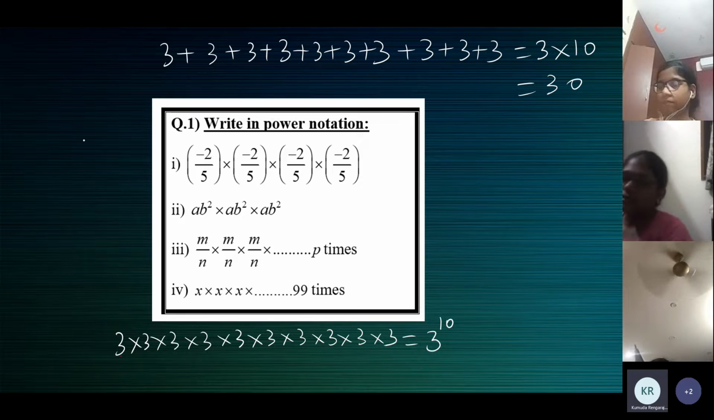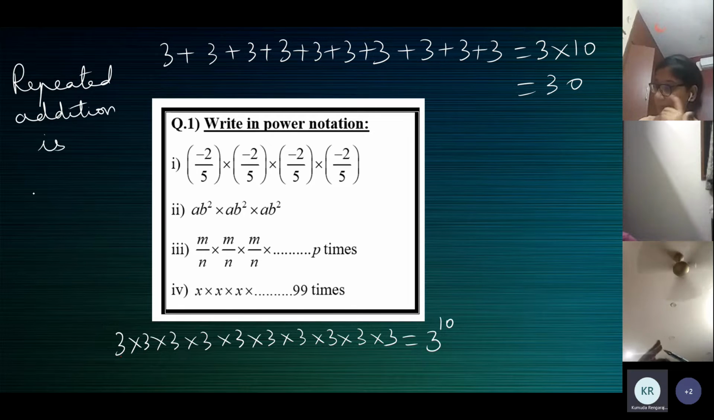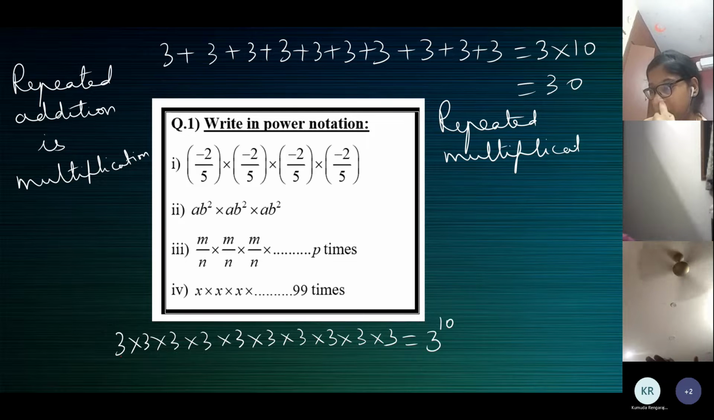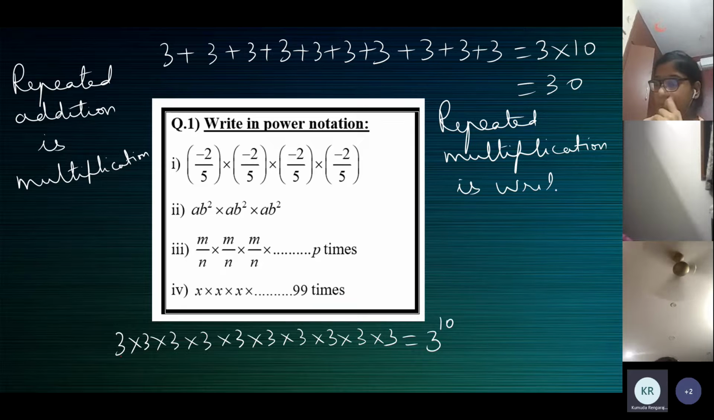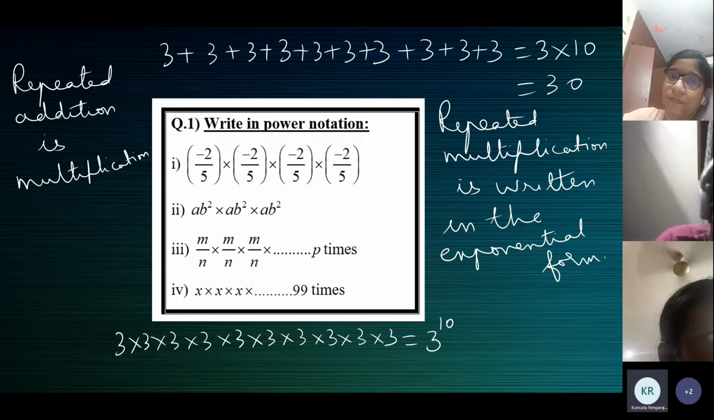Repeated addition is multiplication. Repeated multiplication is written in the exponential form. Maybe you can make a note of it, all of you.